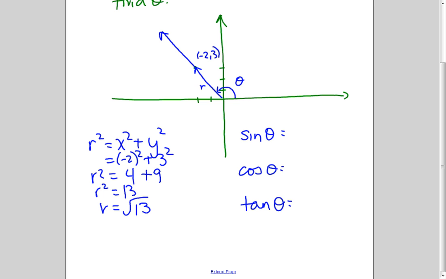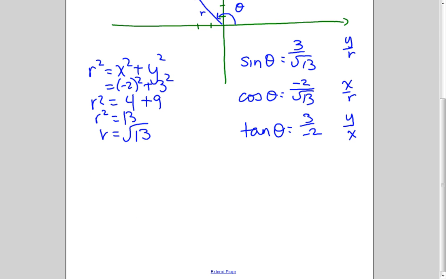I know that sine of theta is y over r, cos of theta is x over r, and tan of theta is y over x. So here we go. My y value is positive 3 over root 13. Cos is negative 2 over root 13. And y over x would be 3 over negative 2. You can put that negative in the middle, at the bottom, at the top. It doesn't matter.